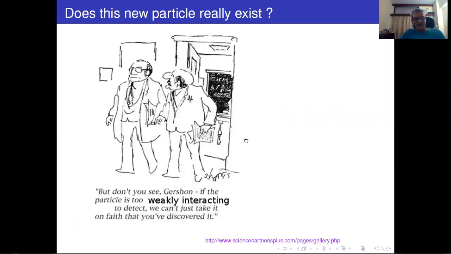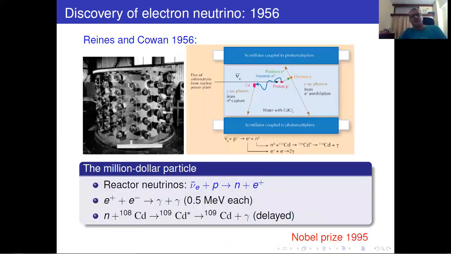Okay? He, of course, had to face a lot of people asking this question, saying if the particle is too weakly interacting to detect, we cannot take it on faith that it exists. So that's, of course, part of science, as we all know. The discovery of neutrinos actually came in 1956, more than 25 years after the postulation. Until this time, people were doing experiments but still finding nothing. The experiment was done by Reines and Cowan.